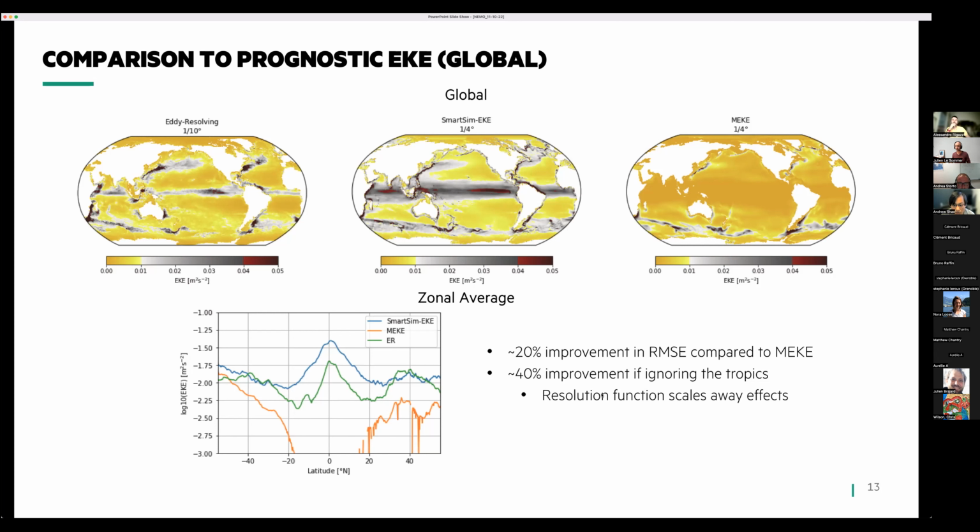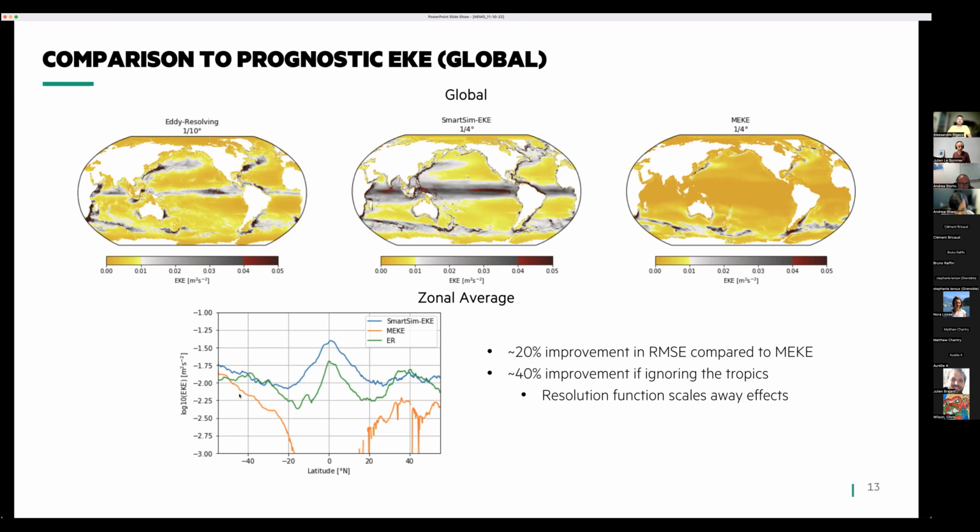If you exclude the tropics, or the regions where the resolution function is active, you essentially get about a 40% improvement over the Janssen et al. parameterization. Especially in the regions where we particularly think we need to be capturing that, at the mid latitudes in the Southern Ocean, you can see that both the eddy resolving simulation and the machine learning predictions are essentially falling exactly right on top of each other.